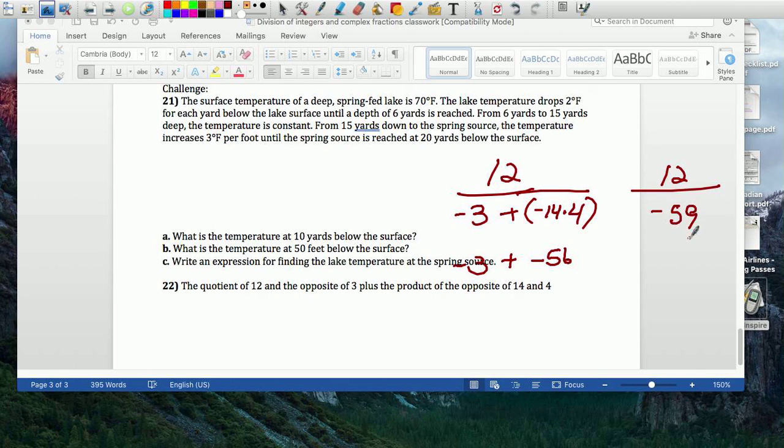And 12 divided by -59, and that's it. We don't have to do anything. I don't want you to actually divide. So my answer is going to be a negative fraction, -12 over 59. If you left it like that, it's completely fine. Okay? That is it for this one.